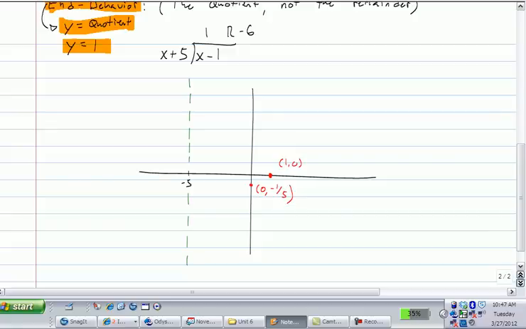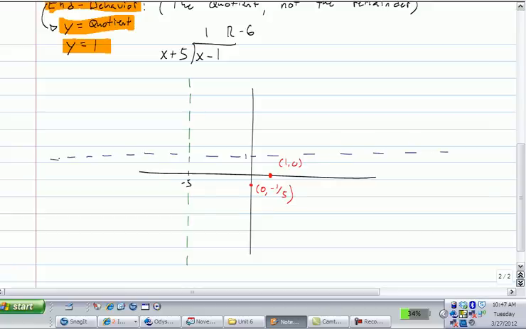So when you graph this, you're going to have to do two parts: a left part and a right part. What was the end behavior? y equals 1. Is that a horizontal or a vertical line? It's a horizontal line, y equals 1. This is what you call a horizontal asymptote.